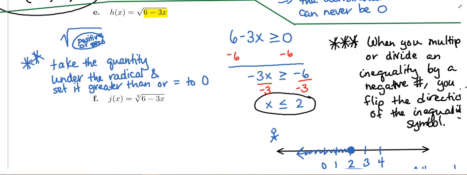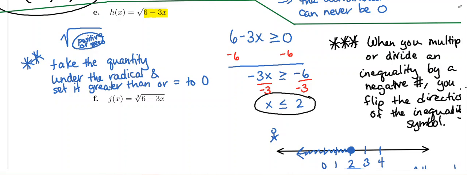If you look at part F, the function is j of x is equal to the cubed root of 6 minus 3 times x. So this is extremely similar to part E. The only difference is now we're dealing with a cubed root as opposed to a square root. So let's think about this. Does it matter that we have a cubed root instead of a square root?